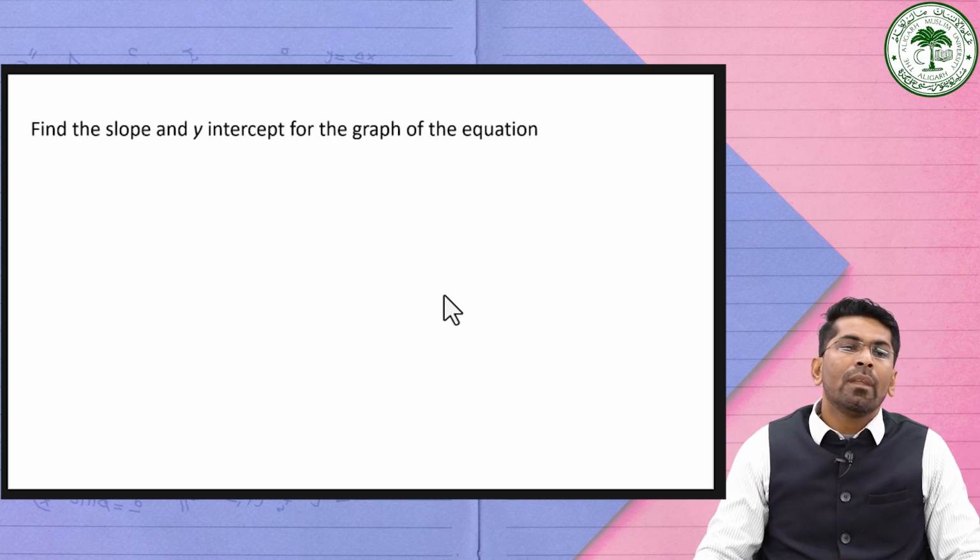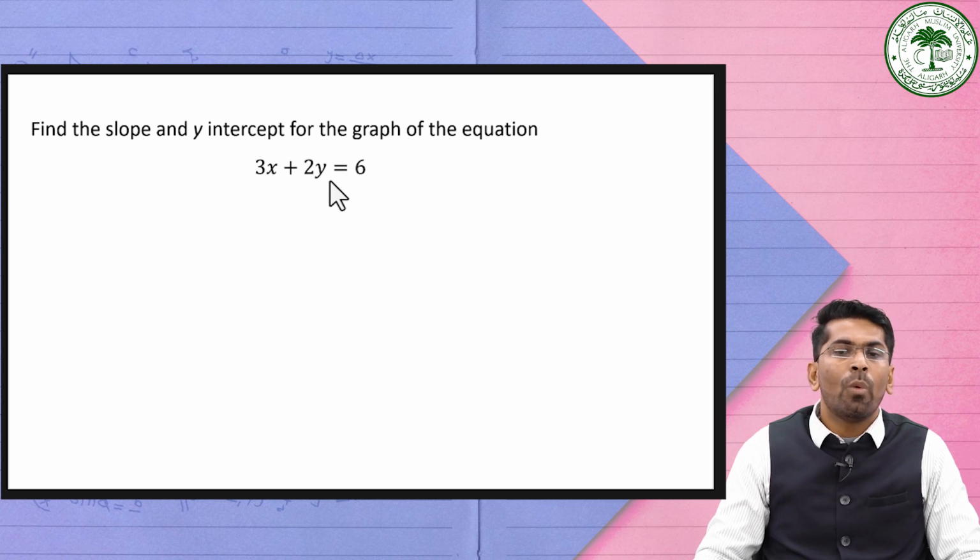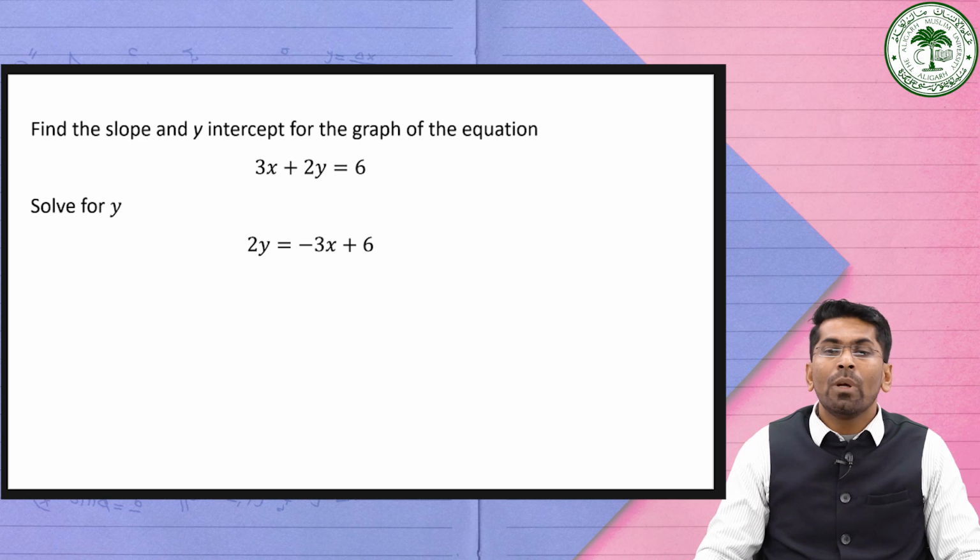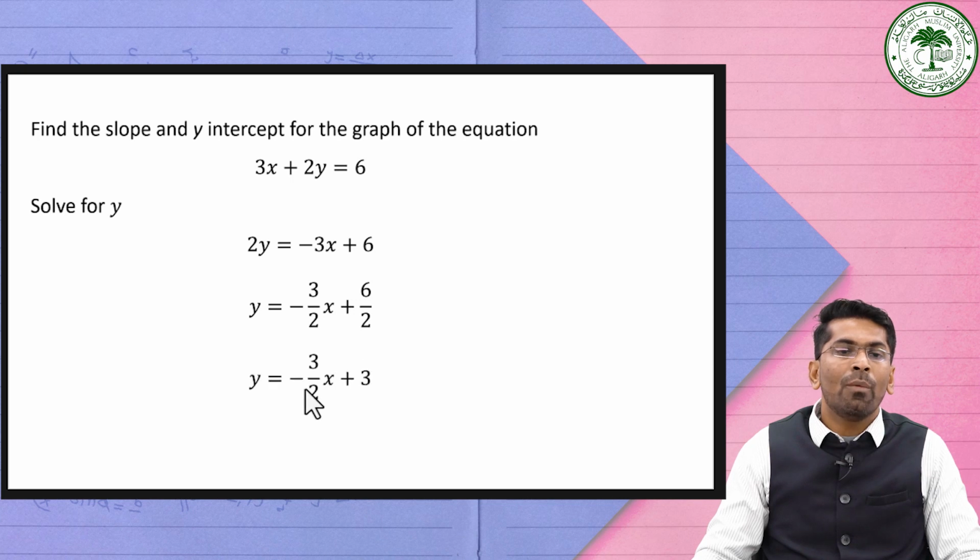Consider another example. Find the slope and y-intercept for the graph of the equation, the linear function 3x plus 2y is equal to 6. Here we must solve the given equation for y. 2y is equal to minus 3x plus 6. Then divide both sides of the equation by 2. It will become y is equal to minus 3 by 2 x plus 6 divided by 2. Therefore, we can simplify it: y is equal to minus 3 by 2 x plus 3.